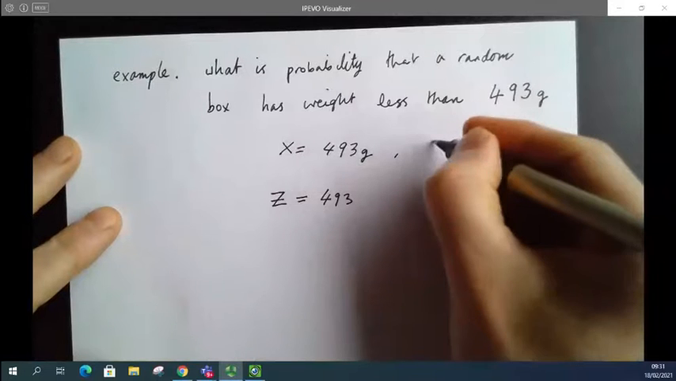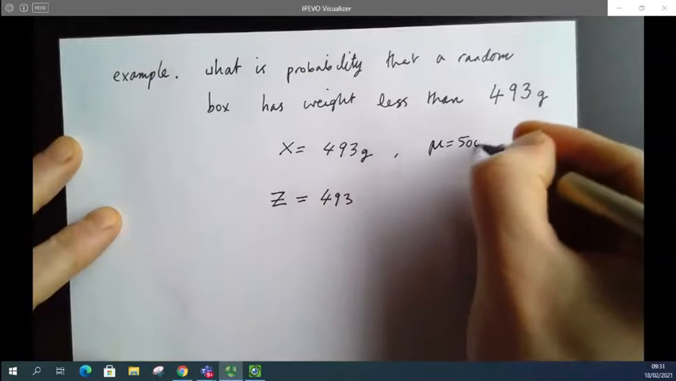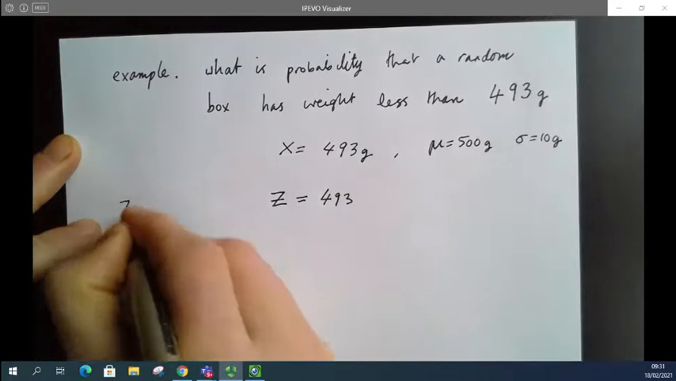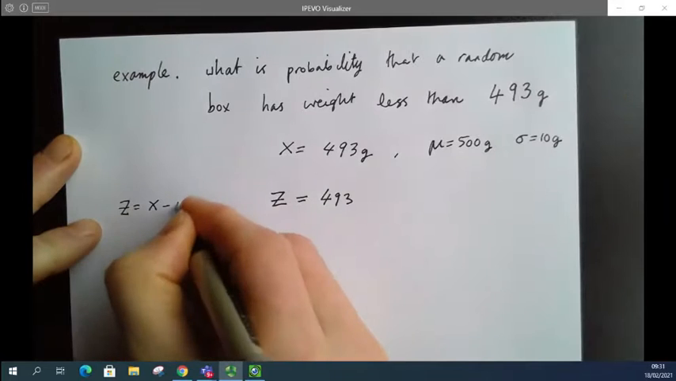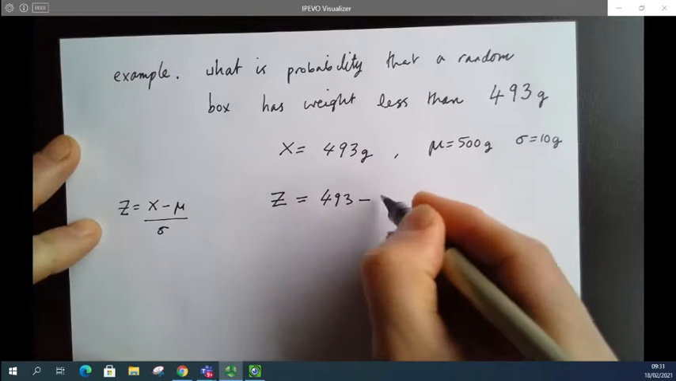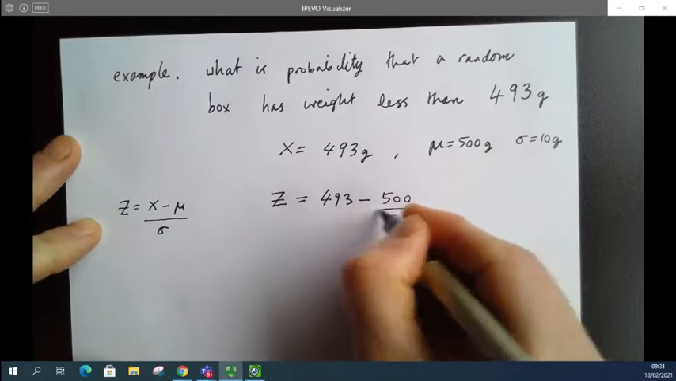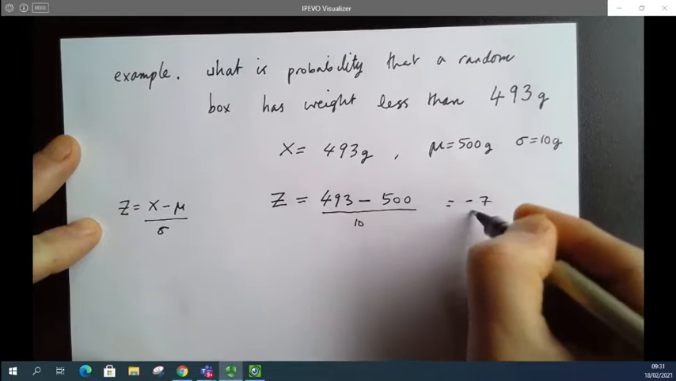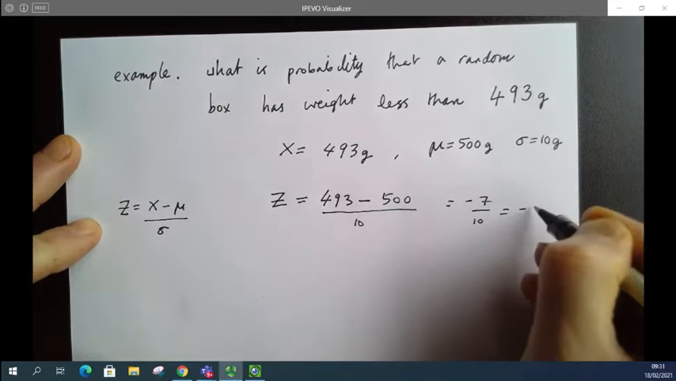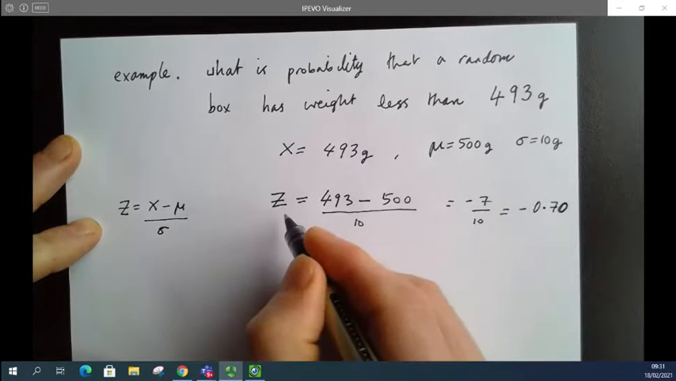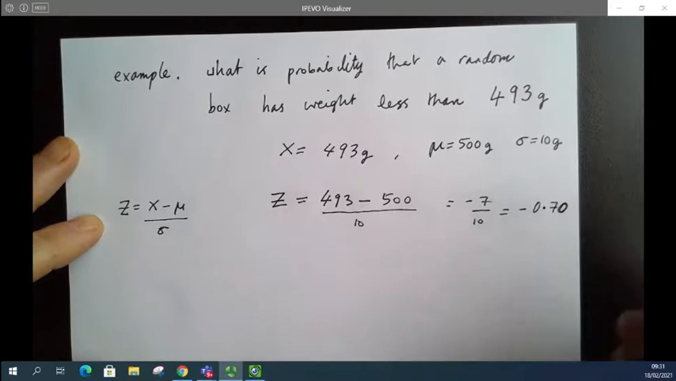So remember, mu in this case was 500 and sigma was 10. So z equal to x minus mu over sigma tells us that we get 493 minus 500 over 10. So that's minus 7 over 10, which is minus 0.7. And I'll just do it to 2 decimal places. I like to do my z-scores to 2 decimal places because the formula book does that.